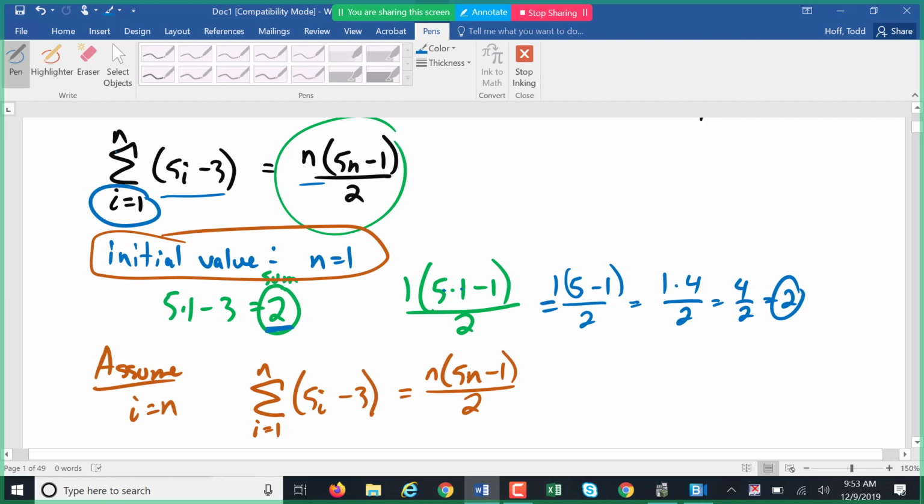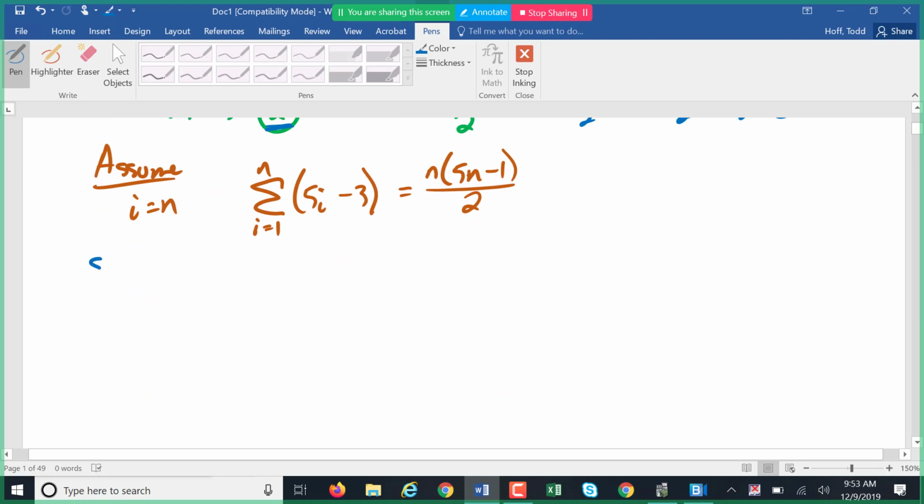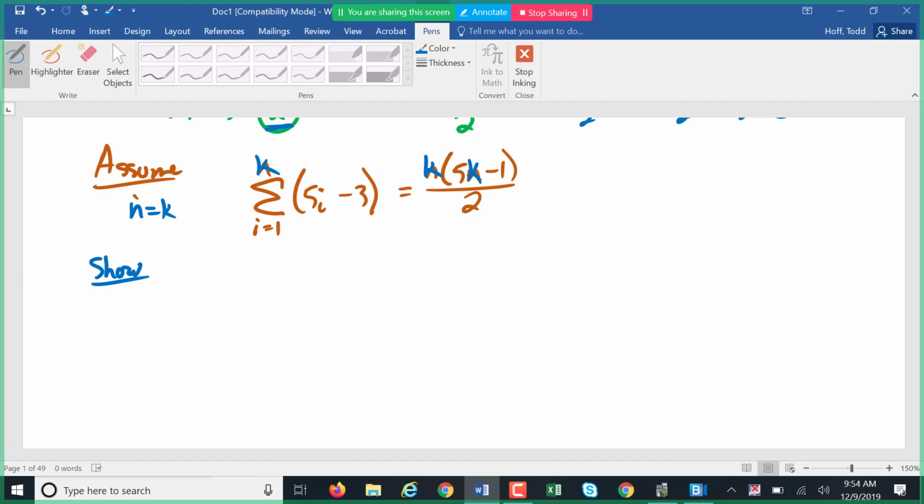And here we're going to show now, and what I really should have said here instead of i equals n, I should have said n equals k. So I should have put k in there instead of n. But it's going to be the same formula. So that if we're going up to k, the sum of 5i minus 3 from 1 to k is k times 5k minus 1 over 2. We'll show for n equals k plus 1.